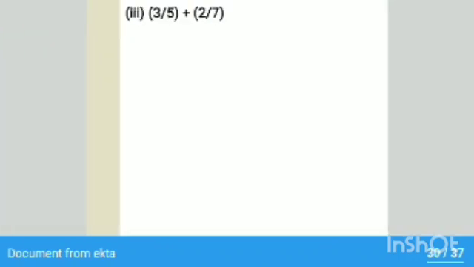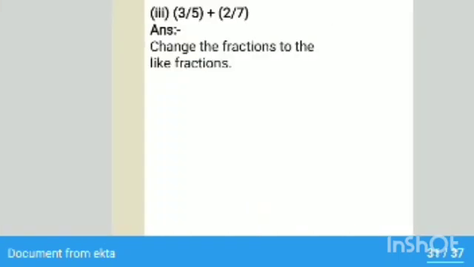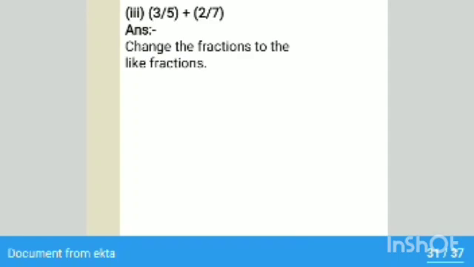Now look at the third part of the first question. 3 upon 5 plus 2 upon 7. Again, the fractions are unlike fractions, because the denominators are different. So the very first step is to convert the unlike fractions into like fractions by taking their LCM and making the denominators the same. Now the LCM of 5 and 7 is 35.